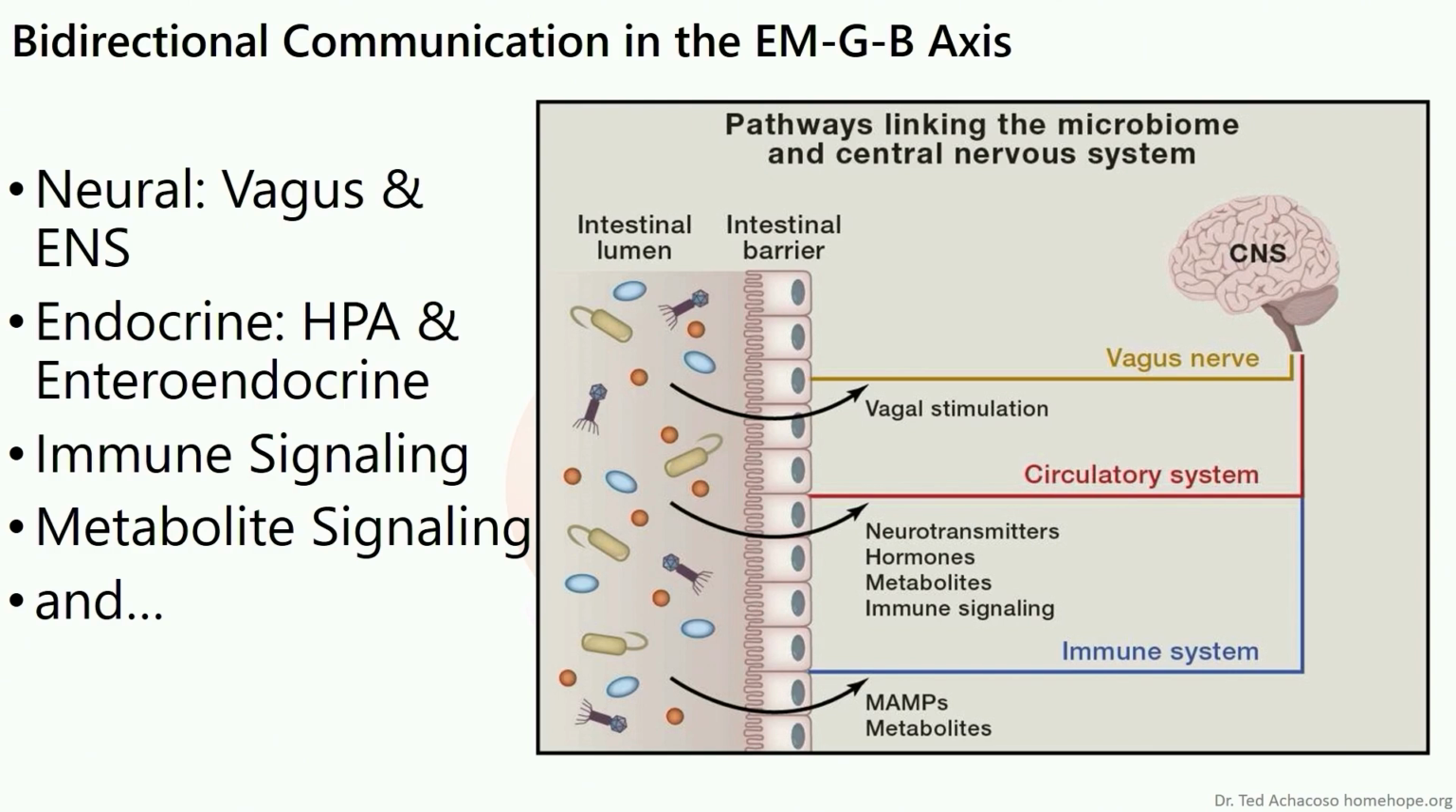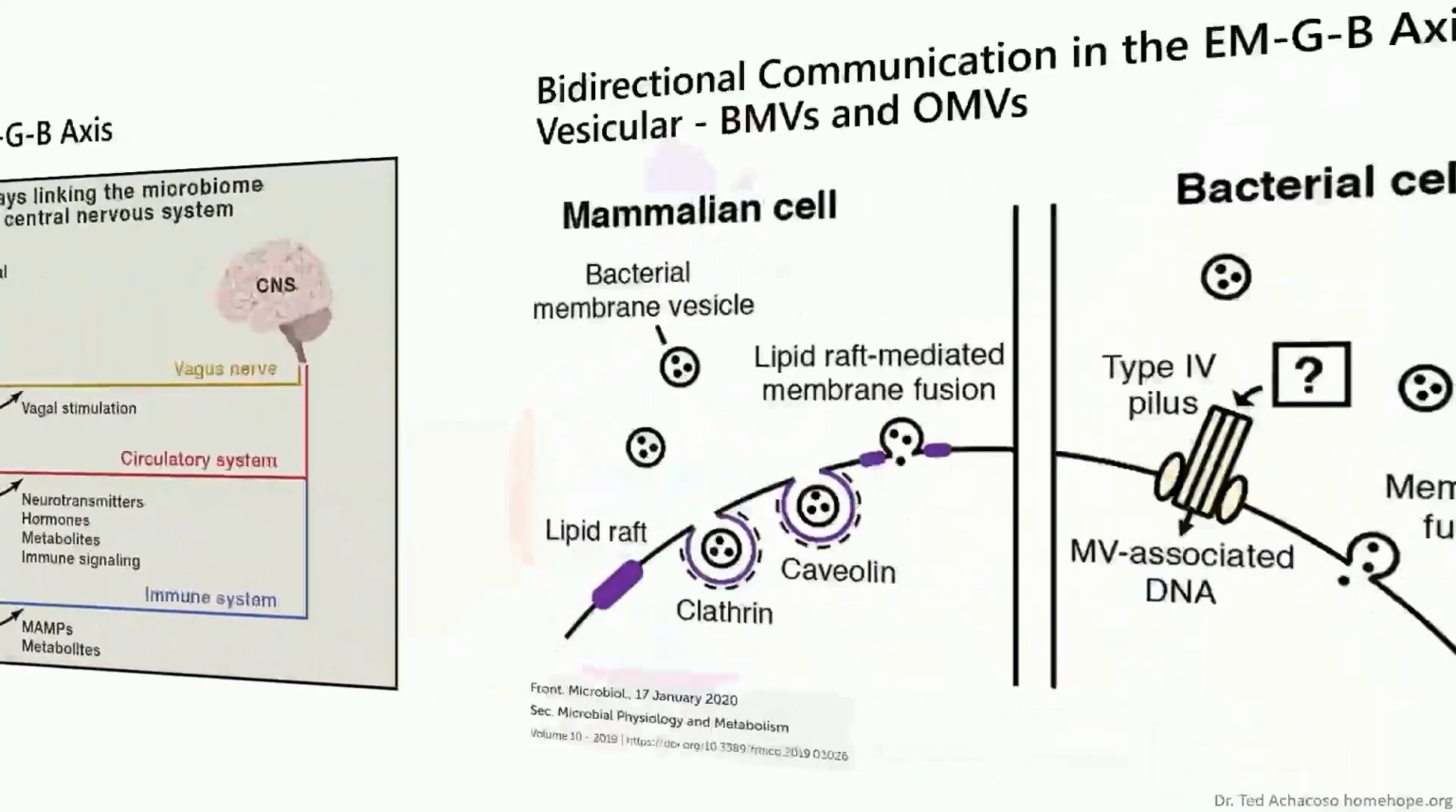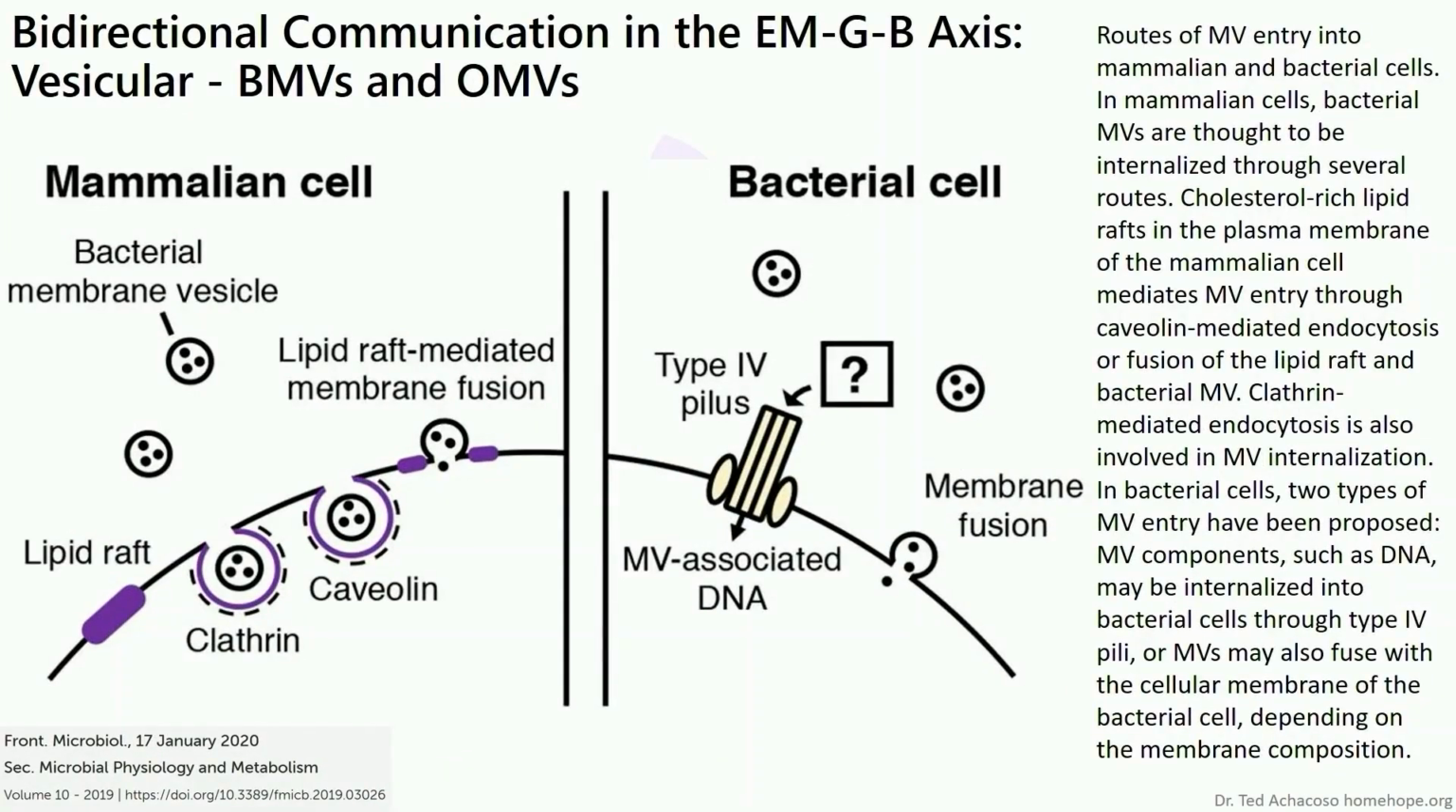So it's the neural, it's the vagus and the enteric nervous system. Endocrine is the hypothalamo-pituitary axis and the enteroendocrine system. Then there's immune signaling, metabolite signaling, right? And then the last one actually is by what's called bacterial membrane vesicles or outer membrane vesicles.